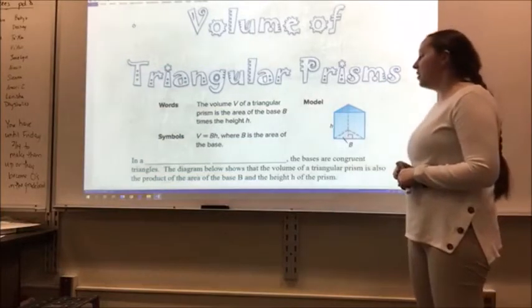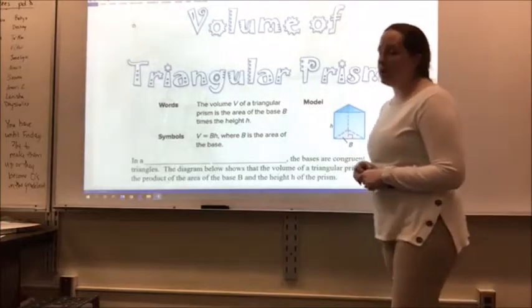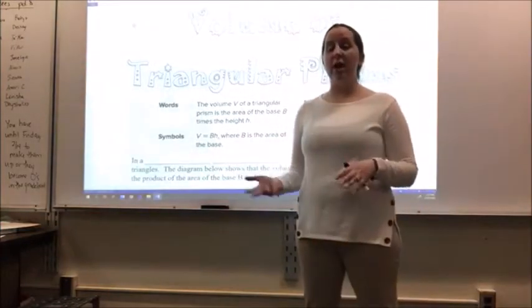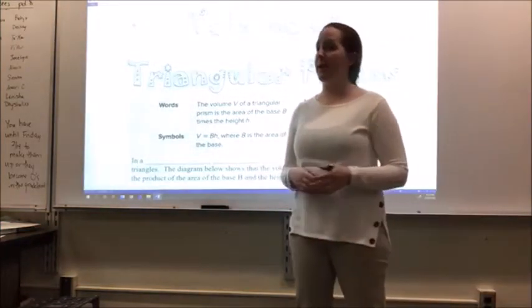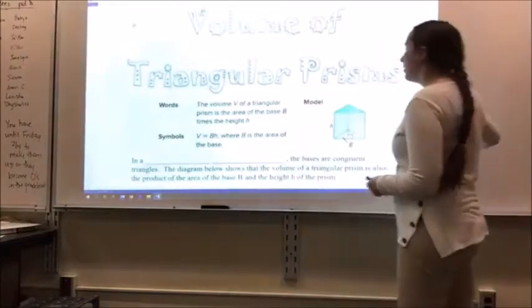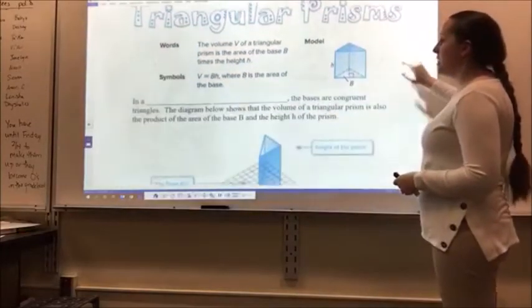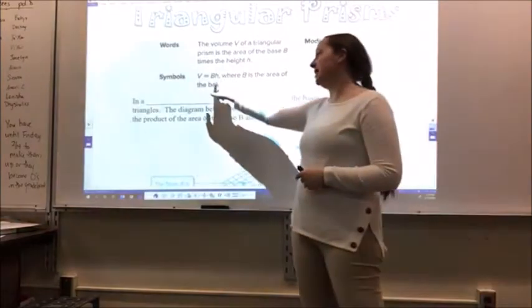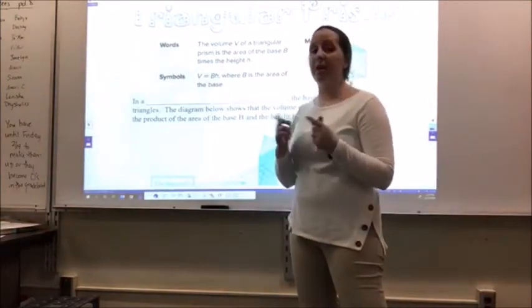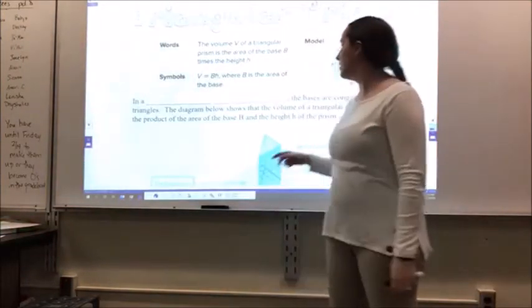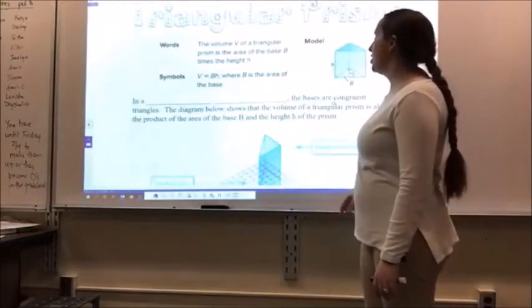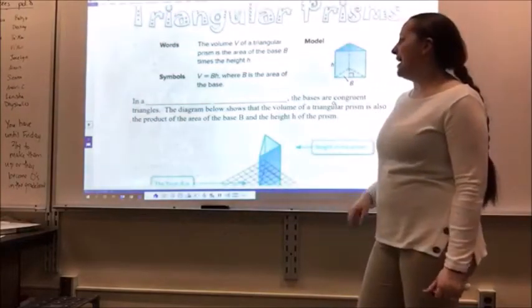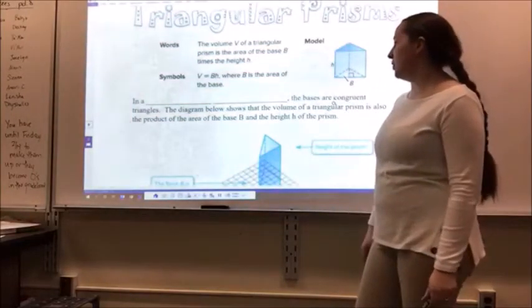Now you find the area of a triangle: one half times base times height, little b. Okay, so in symbols, V equals B times H, where B is the big B, the base of my triangular prism. The bases are congruent triangles.